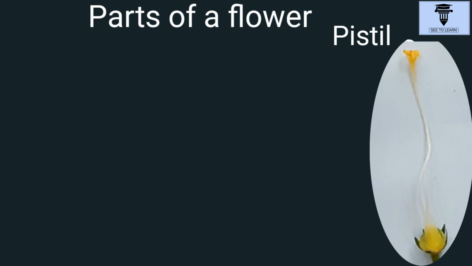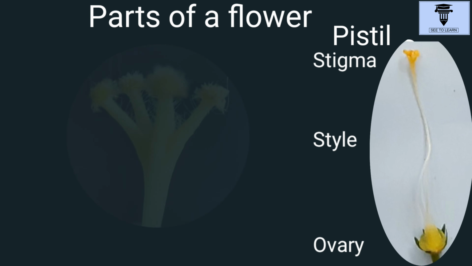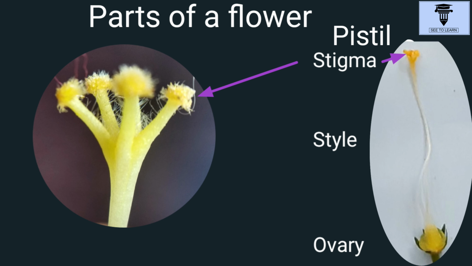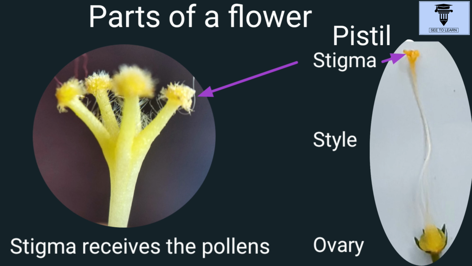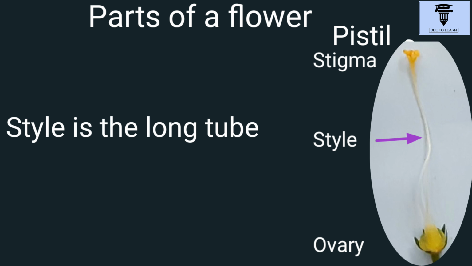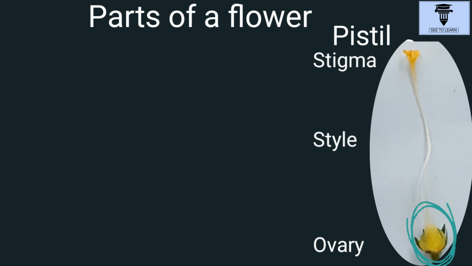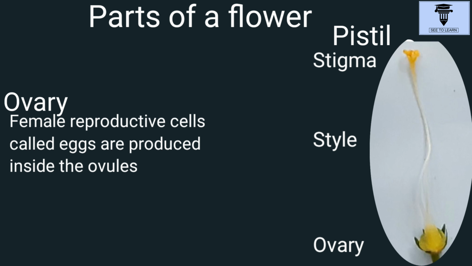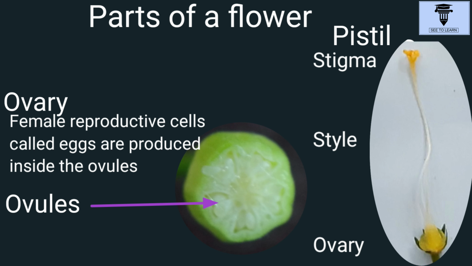A pistil has 3 parts: stigma, style and ovary. Stigma is the sticky tip that receives the pollens. Style is a long tube connecting the stigma and the ovary, while the ovary is the swollen part at the base. The female reproductive cells, called eggs, are produced here inside the ovules.